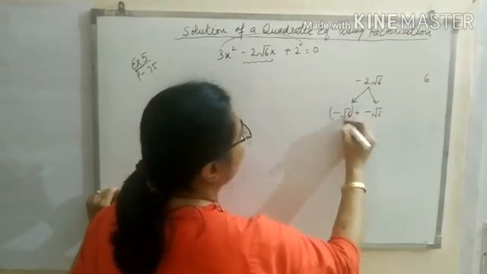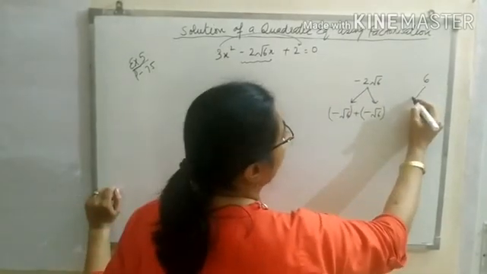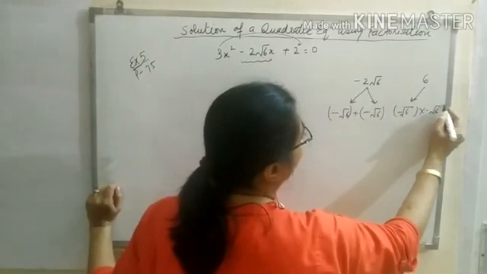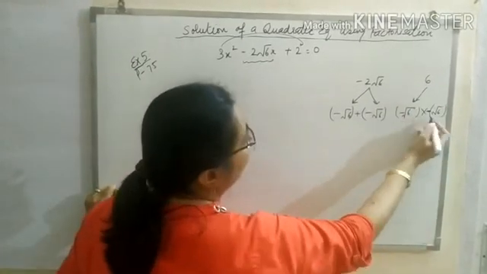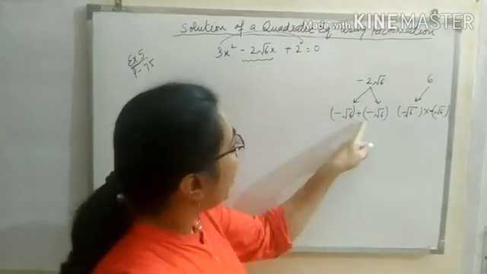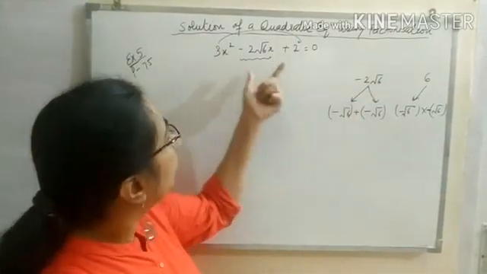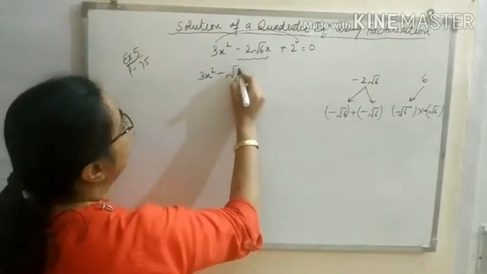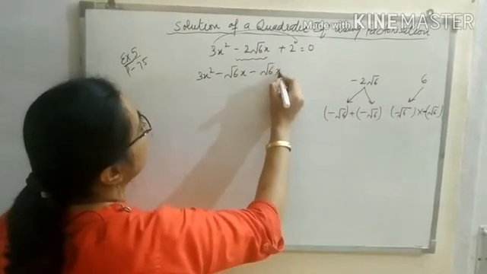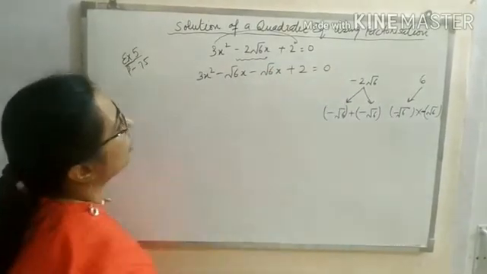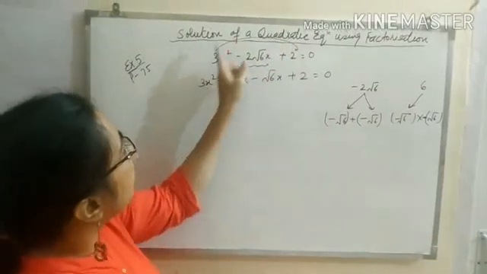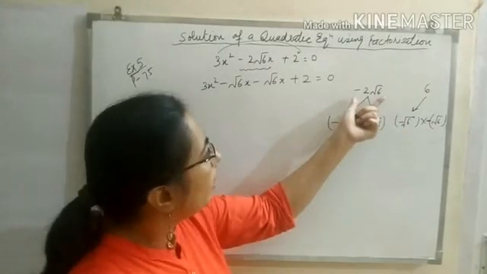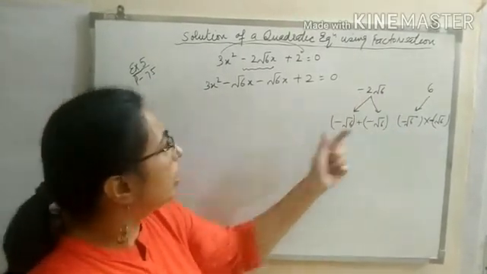When you add these two, you will get minus 2 root 6, and when you multiply these two, you will get plus 6. So by splitting the middle term, I can write it as 3x square minus root 6 x minus root 6 x plus 2 equal to 0. The product should be 6: minus root 6 into minus root 6 gives 6, and by adding these two we get minus 2 root 6.